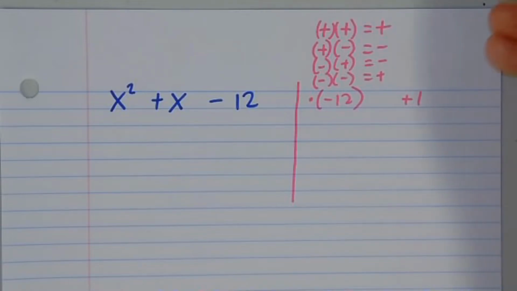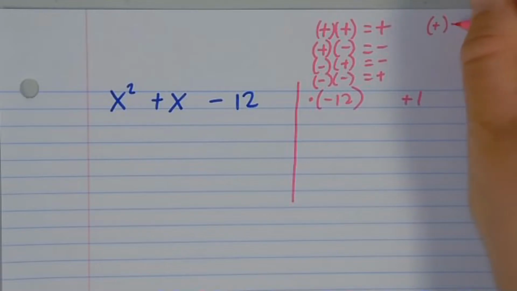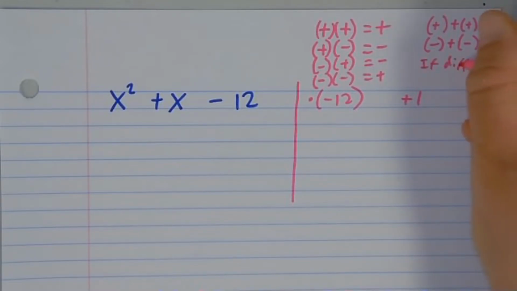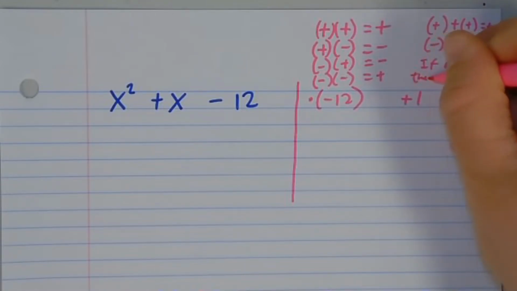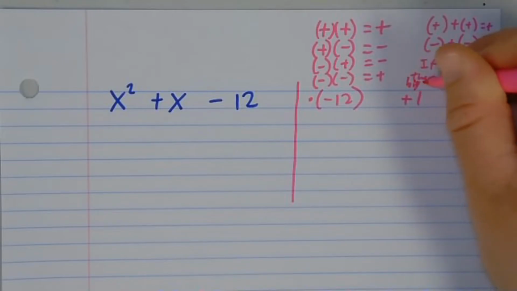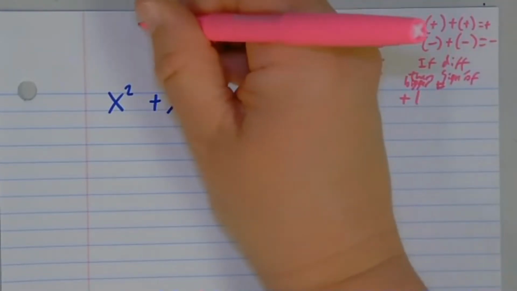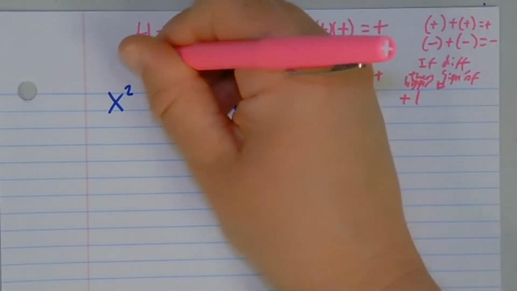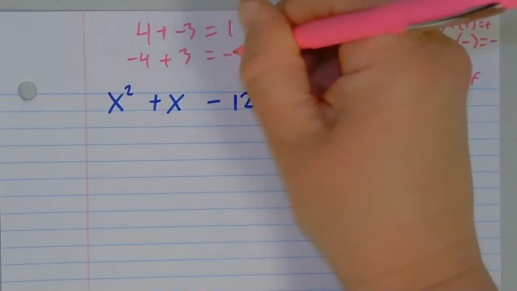For addition, if they're both positive, you're going to get a positive number. If they're both negative, you're going to get a negative number. And if the signs are different, it'll depend on which number is bigger. If different, then bigger number, then sign of bigger number. So, for example, if I have 4 plus a negative 3, I would have 1. And if I have negative 4 plus 3, then I would have negative 1.